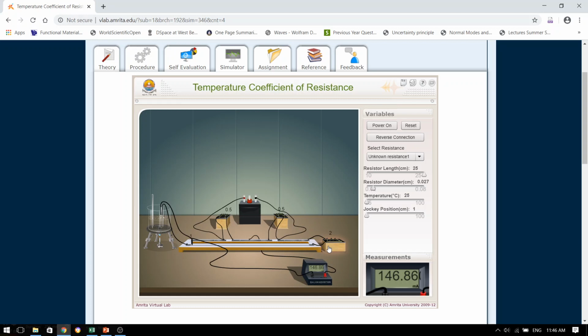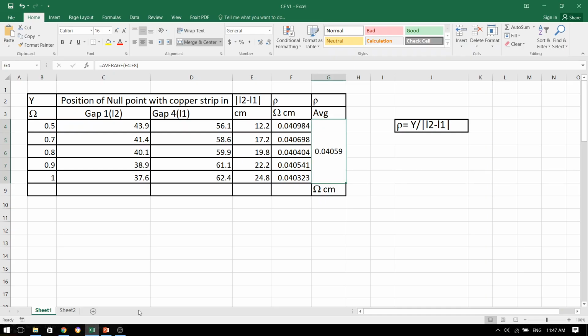Now, what we will do? Once again, we will move the jockey position and try to reach as close to 0 or null as possible. Now that I have come very near to 2.8, I will move this with the help of my arrow keys. And see, minus 0.18, 0.024. So this is the closest I can reach to 0. And in this scenario, my length reading is 74.7. So let me show you the next part of the table.